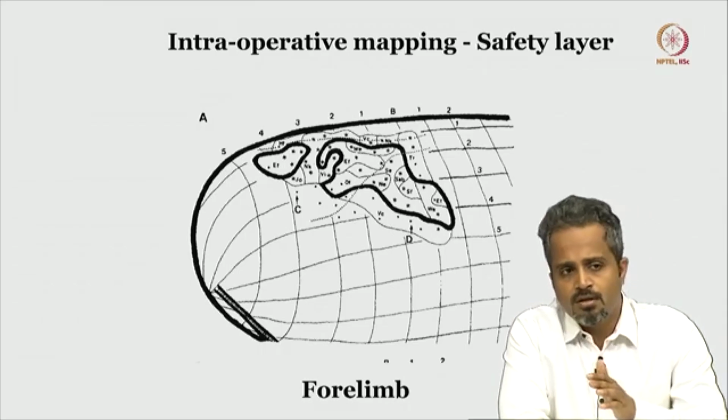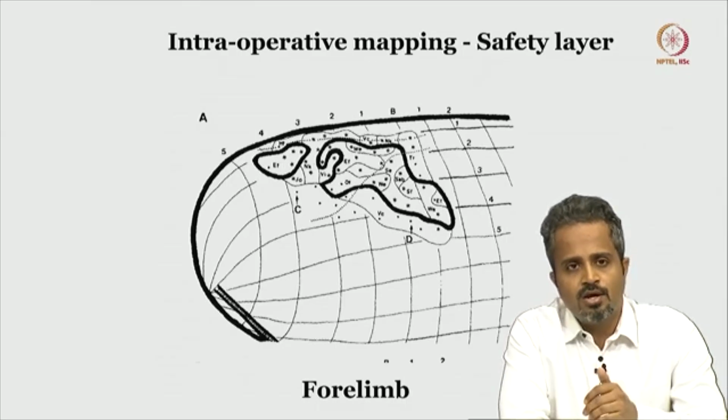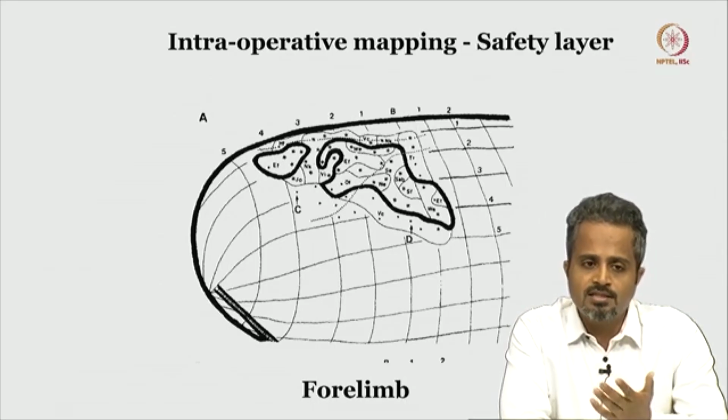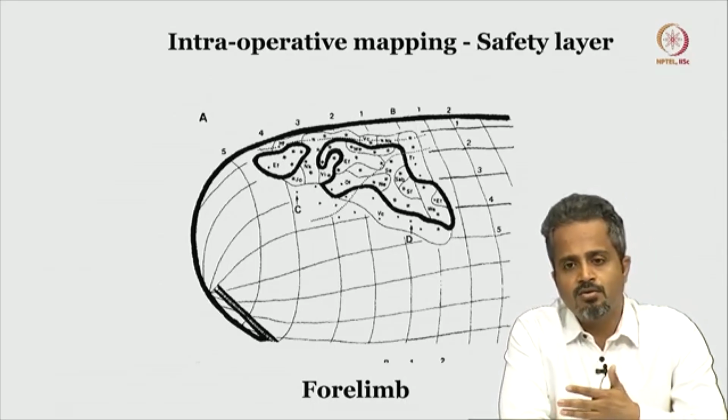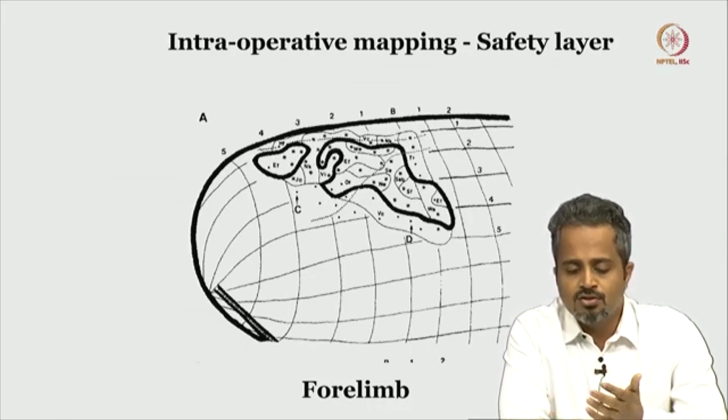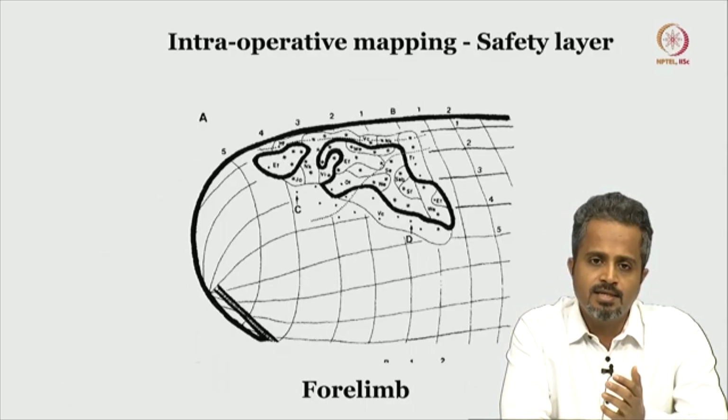It is possible, for example, even in sensory cortex, where you can implant the barrel cortex and then move the whiskers of the rat and see if you get an event related potential or evoked potentials, alright. So, similarly intraoperative mapping, motor mapping is possible.